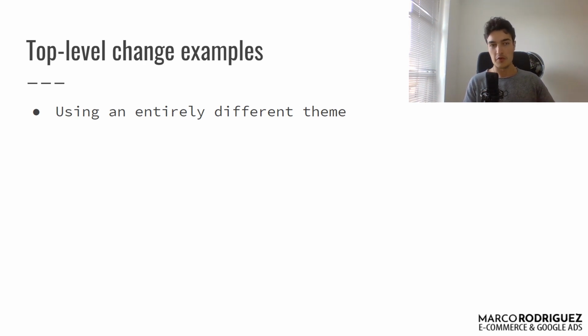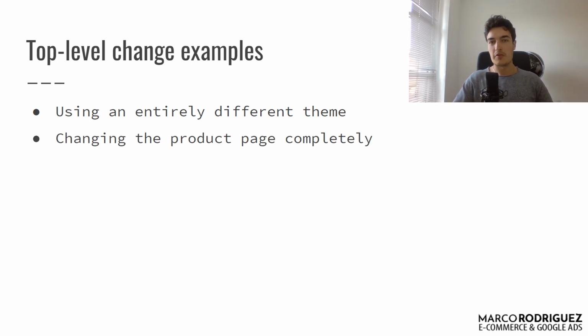And this is the point, of course. So using an entirely different theme might be one idea. And if it doesn't work well, you can just revert back to the old theme. Or changing the product page completely, like the entire design of it, the entire layout of it. Maybe you want to test where the pricing is located, or where the add to cart button is above the fold. You want to maybe rearrange it completely if you use Shopify.